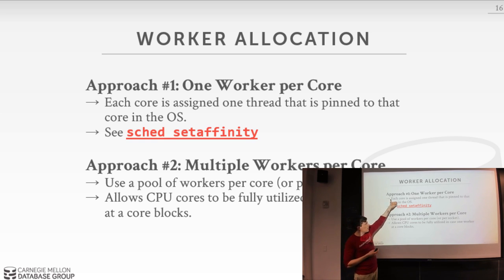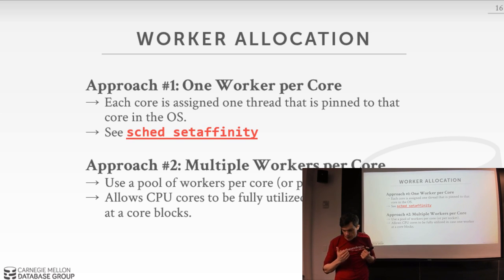Again, in the case of H-Store and VoltDB, we did the first one because we were always in memory, and we never had our worker threads stall on I/O, either network I/O or disk I/O. There were other threads in the system that would handle networking and logging and things like that, but when it came time for a worker to actually execute a transaction, it would never be blocked by anything. It was almost running at bare metal speed.